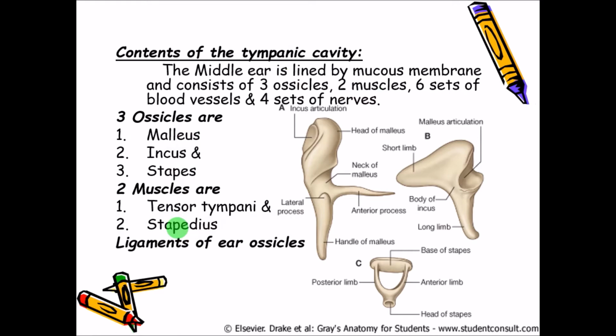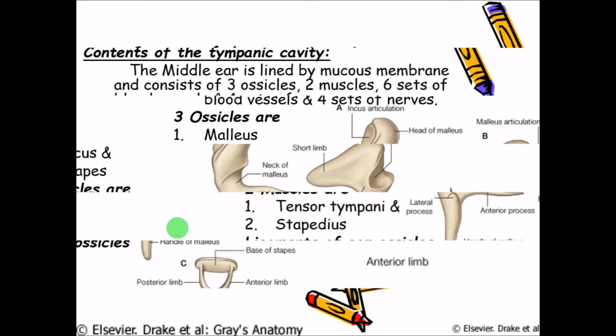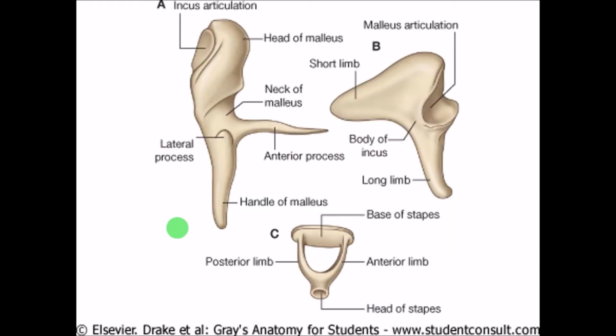Along with that, there are ligaments of the ear ossicles. They are very small ligaments, so that the 2 bones are connected to each other, but we will not go into details about these ligaments. We will try to keep it as simple as possible.